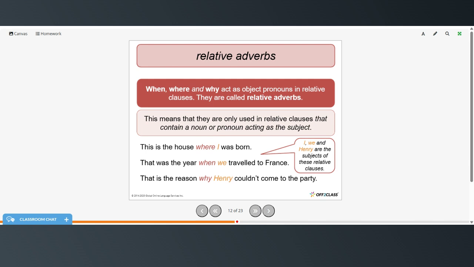When, where, and why act as object pronouns in relative clauses, they are called relative adverbs. This means that they are only used in relative clauses that contain a noun or pronoun acting as a subject. So this is the house where I was born. That was the year when we traveled to France. That is the reason why Henry couldn't come to the party. So in these sentences, I, we, and Henry are the subjects of these relative clauses.